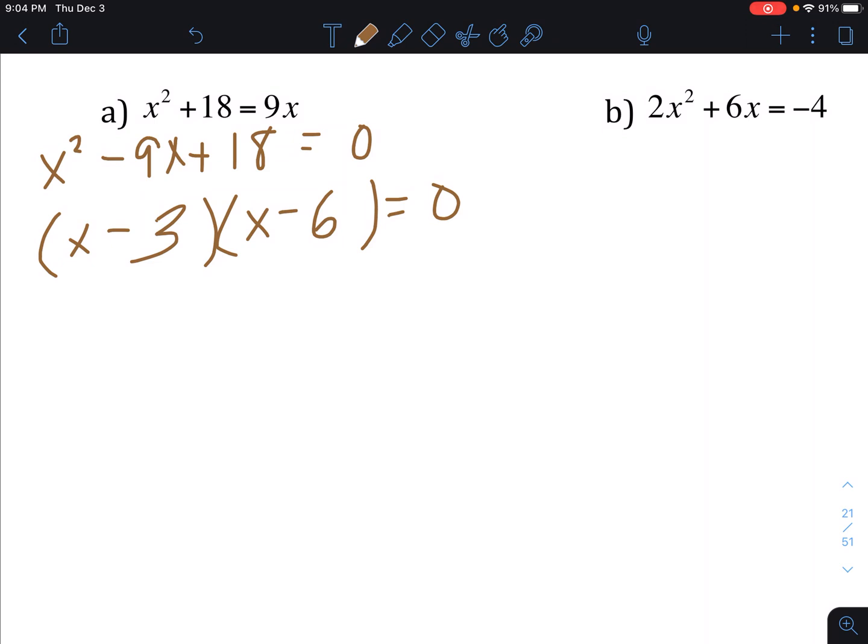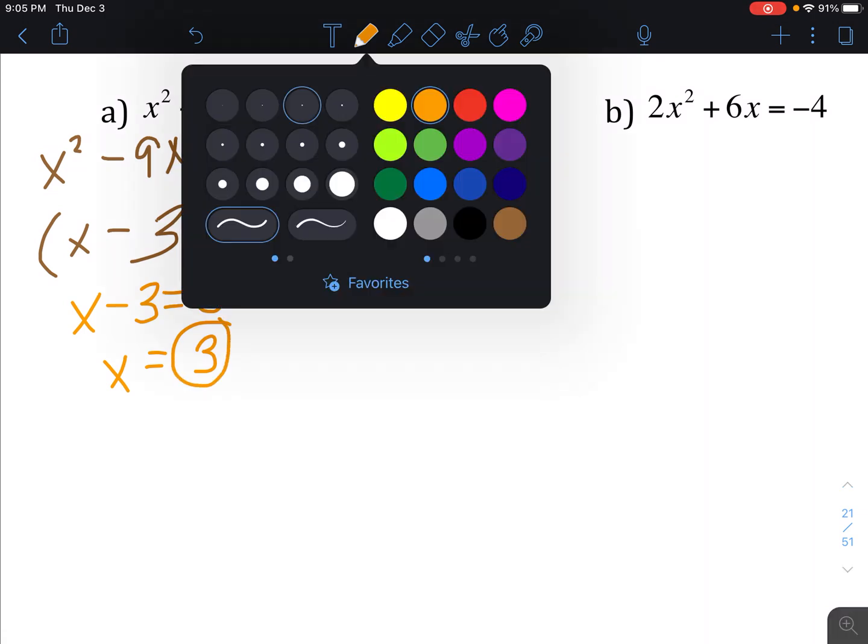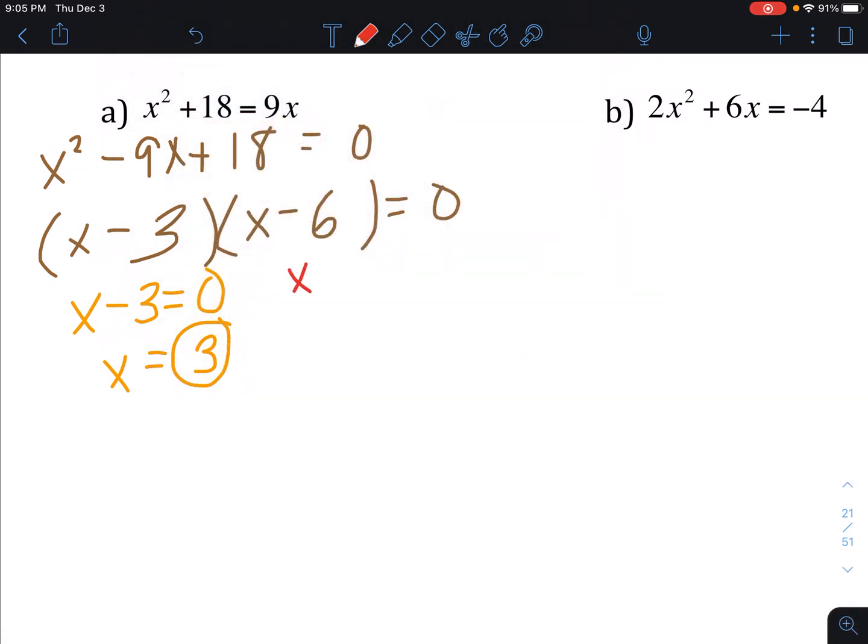Now, the new additional step is we need to find out what x is. So what we need to do is take each factor and set it equal to 0 and solve. My first factor is x minus 3. I set it equal to 0, and I can easily see that x must be 3. So there's one of my answers. Now for your other factor, x minus 6, we need to set that equal to 0. That x has to be 6. So there's your other answer.